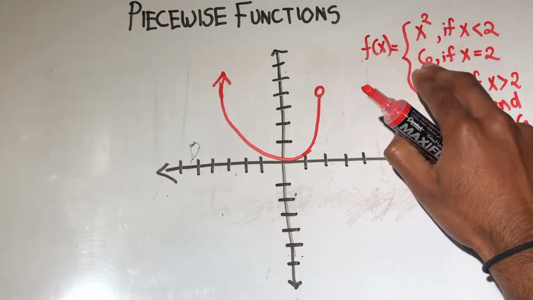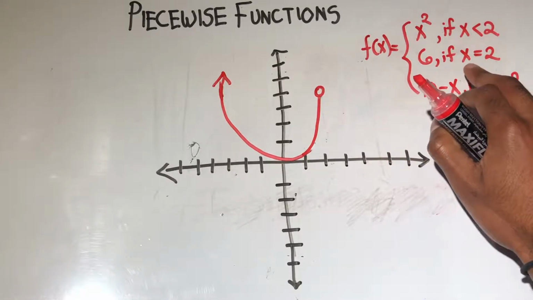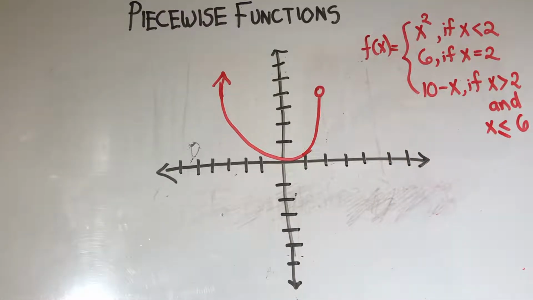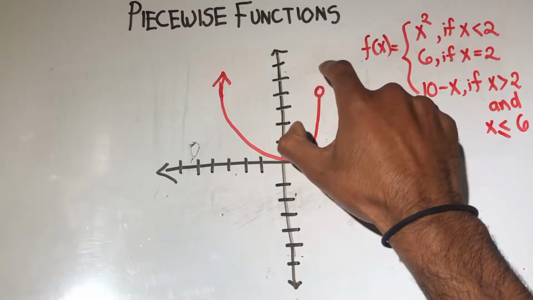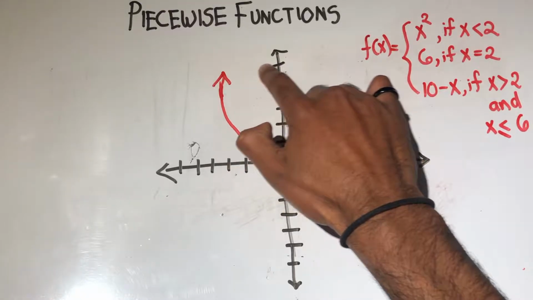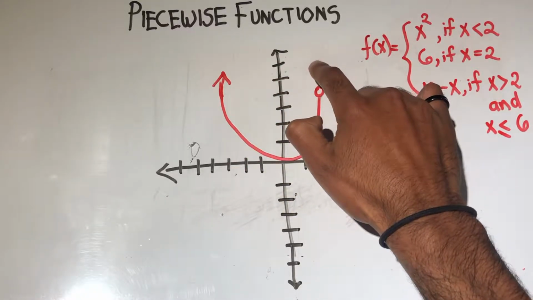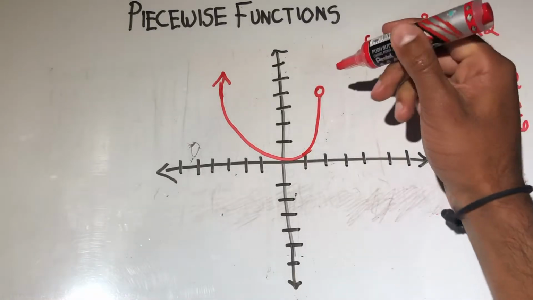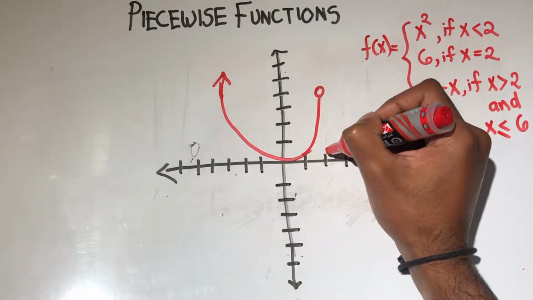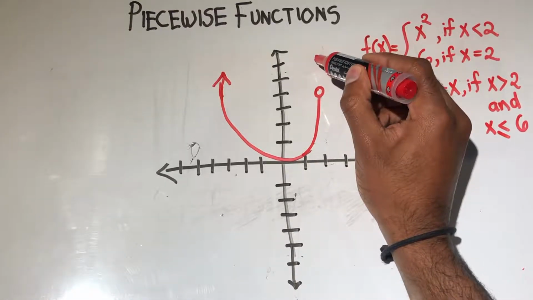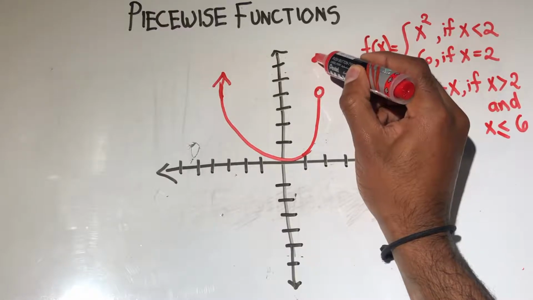The second equation, which is 6, if x is equal to 2, what that means is that at 6, it should be a horizontal line, but because the function is defined at x equals 2, it's just going to be a dot. So 1, 2, 3, 4, 5, 6. So I'm just going to put a shaded dot here.